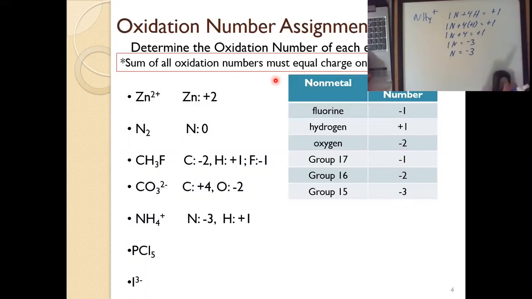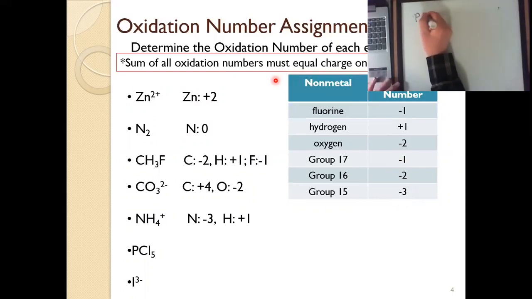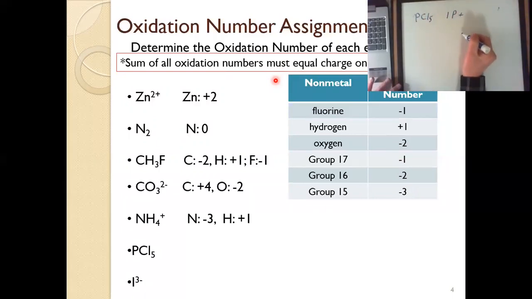And then 2 more examples, PCl5. PCl5 is composed of 1 phosphorus atom, a group 15 element, and 5 chlorine atoms. We add up the oxidation numbers, which must equal the charge. The charge is 0, so the sum of the oxidation numbers must also equal 0.